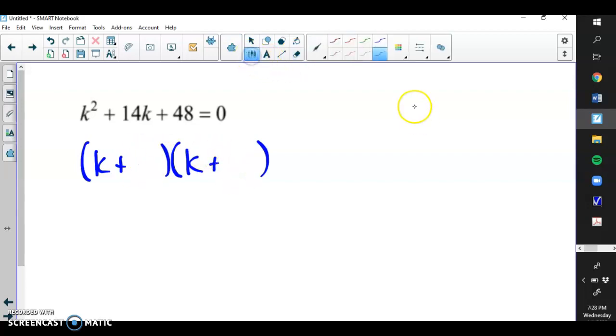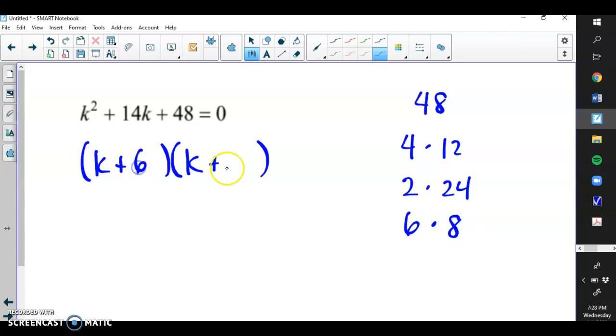Maybe it will help if we write down some possible factors of 48. So 4 times 12 didn't work. 2 times 24 doesn't work. 6 times 8. Oh, 6 times 8 will work. 6 times 8 is 48, and 6 plus 8 is 14. So in the parentheses, we must need 6 and 8.